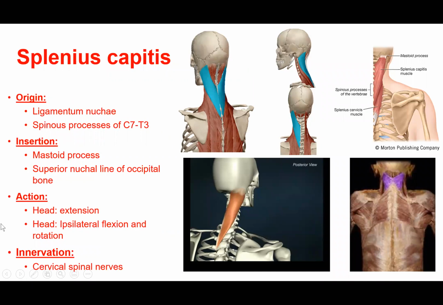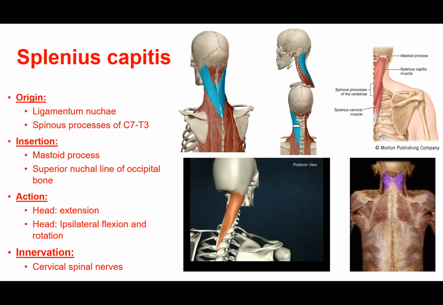All right, so the next muscle on our list here is the splenius capitis. And the splenius capitis originates on the ligamentum nuchae. And just so you guys know, that would be this point. Okay, so you see this sort of tendinous fiber band here. That's the ligamentum nuchae. And it also originates on the spinous processes of C7 through T3.